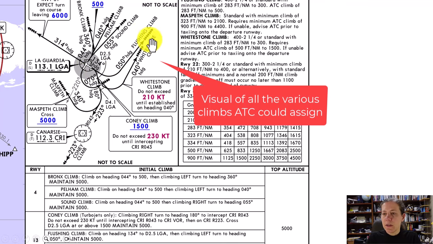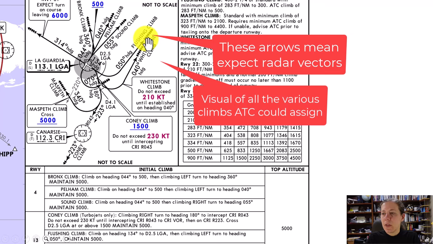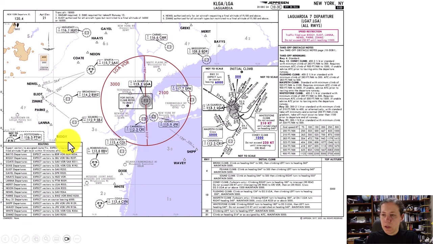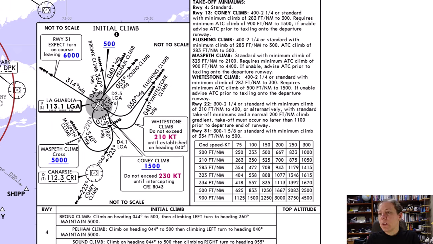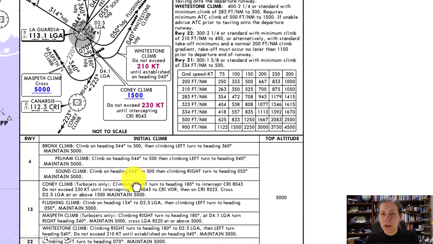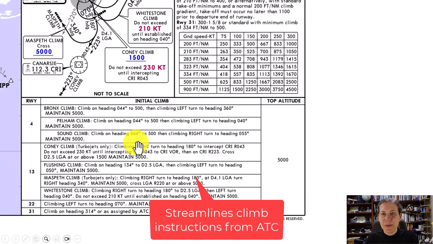Now, notice all these little arrows at the end. That means after that, you are going to get vectors from ATC because this whole SID is a vector SID, and they're giving me vectors to whatever it is I'm going to after that climb. They have just so many climbs here out of LaGuardia that they don't want to tell you all this information every single time because that would be really tiresome for ATC with this many departures. Okay, so they just type it all out and they tell you what to do.